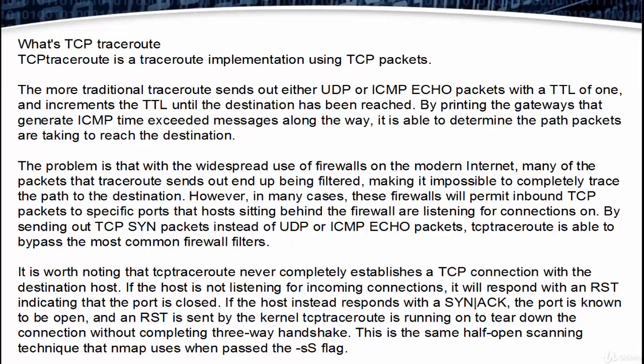The port is then known to be open, and an RST is sent by the kernel tcptraceroute is running on to tear down the connection without completing the three-way handshake. This is the same half-open scanning technique that Nmap uses when passed the -sS flag.